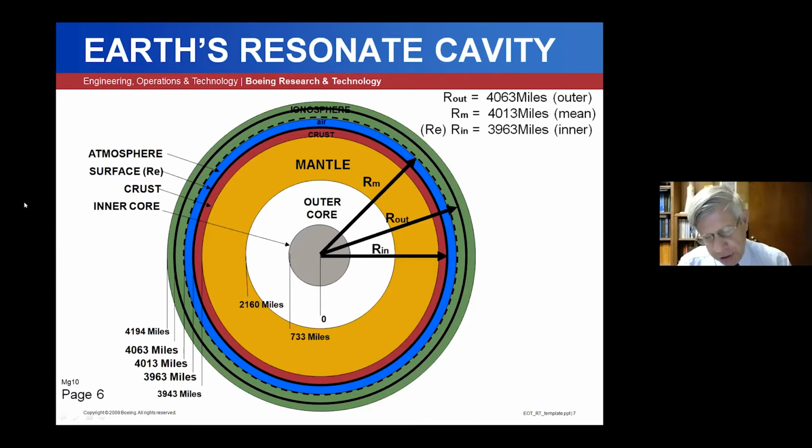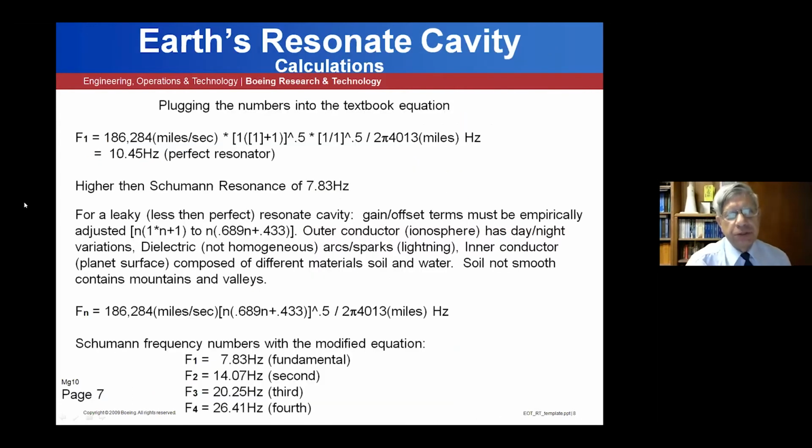And then you have magnetic permeability of non-ferrous materials, mu of 1. And of course, the dielectric constant of air is 1. So you have your numbers. So the next step is we crunch those numbers in the equation, plug it all in for the Earth, and you come up with a frequency of 10.45 hertz. However, the problem is the Earth is not a perfect resonator.